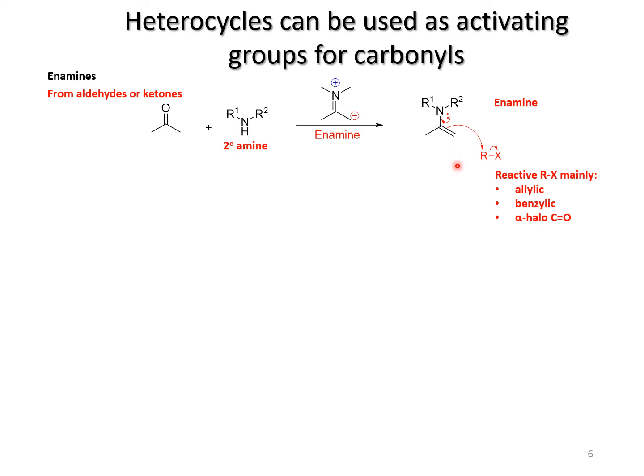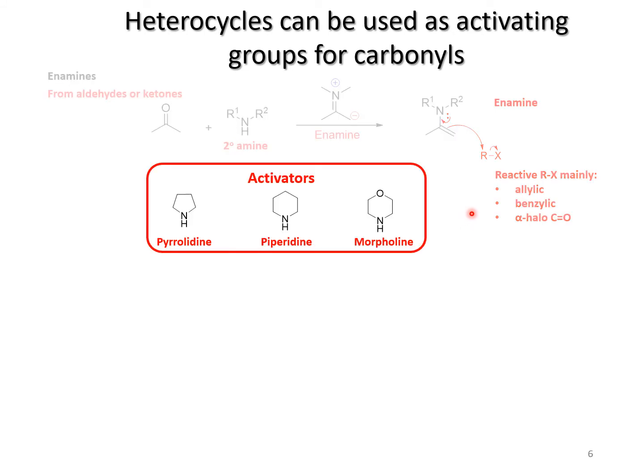Actually, the most reactive of this kind of electrophiles are probably compounds that contain allylic function, benzylic, or with alpha halogen next to the carbonyl. The main activators, so the main saturated heterocycles that we can use as activators, are probably pyrrolidine, piperidine, or morpholine. Let's see why we want to use this kind of activation.